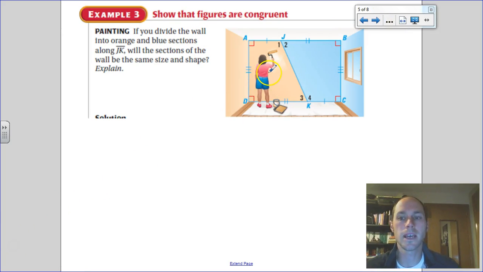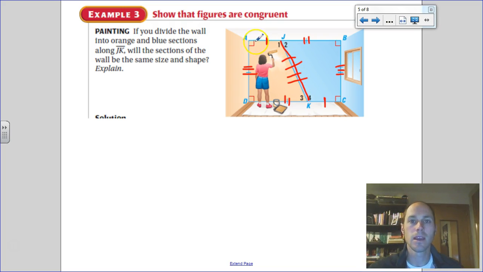Okay, so if I look at this diagram here of the wall divided into a section of orange and blue along JK, what will the sections of the wall be? Will they be the same size and shape? Well, we can take a look here. See, we have those two sides are congruent. These two sides are congruent. Those two sides are congruent. And we know this side is part of both polygons.